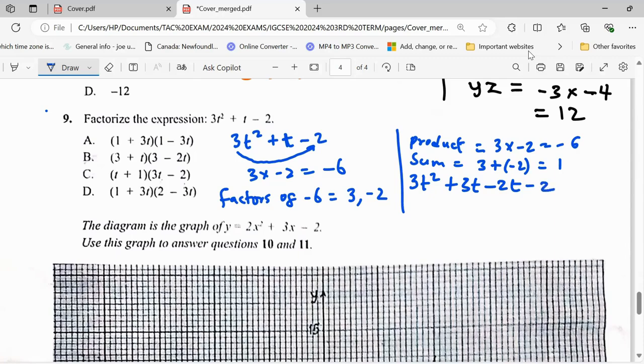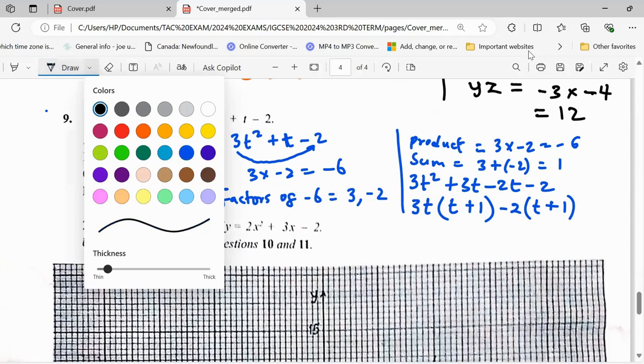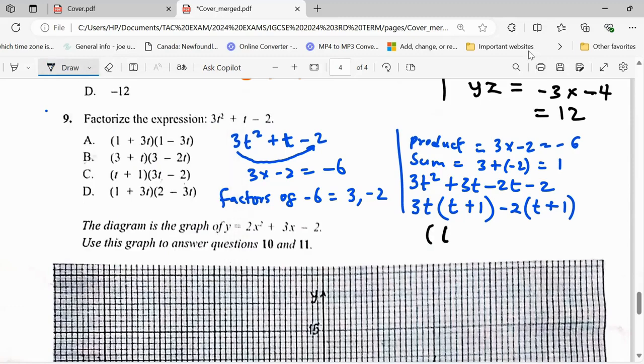Then minus 2. So from here, I pick 3t as common, then I have t plus 1. Here, minus 2 is common, I have t plus 1. Good. So inside the bracket now, I'm going to take t plus 1, 3t minus 2. So that will be the answer. So check: t plus 1, 3t minus 2. That's option C. That's the correct option.